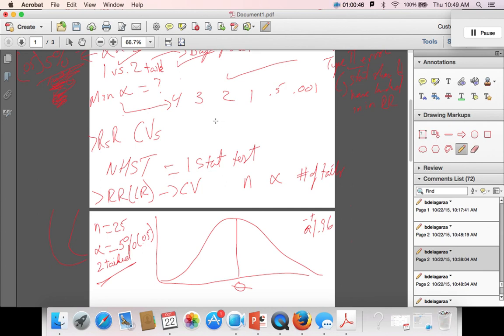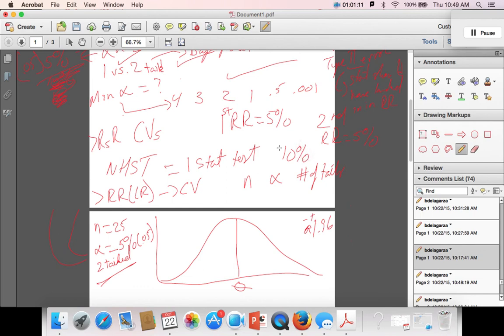Let's assume here that I have 5% for every tail. So if I have one region of rejection set at 5%, this is my first one, and my second region of rejection also set at 5%, when I add those up, what do I get? I get a 10% total alpha level. That's too much, right? I don't want that to happen.